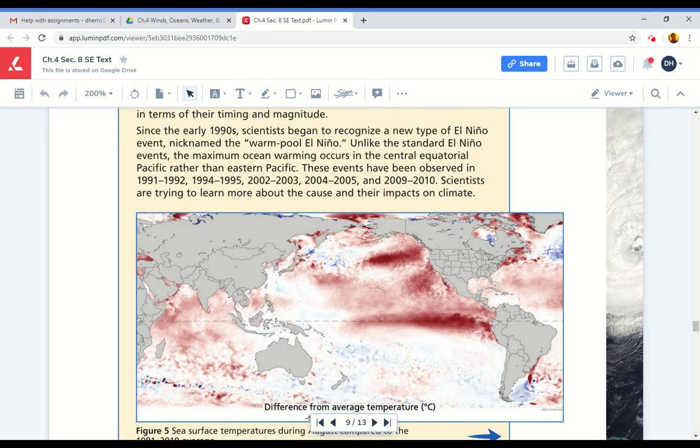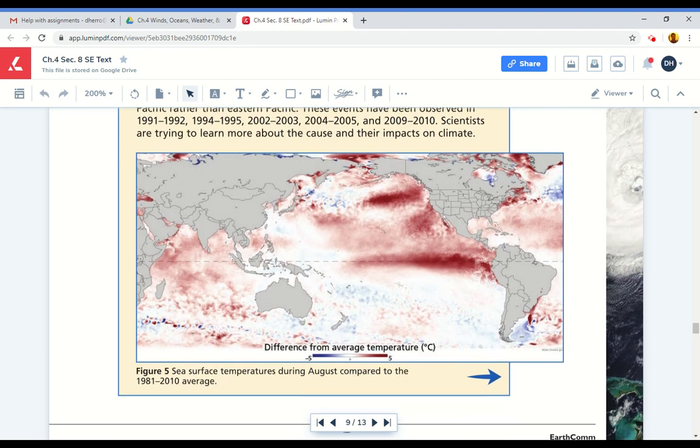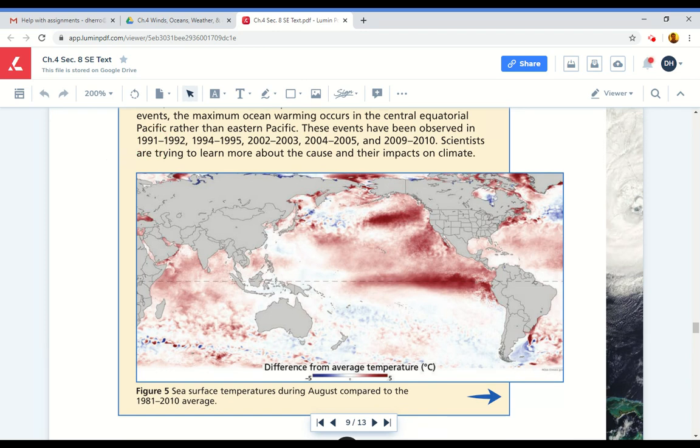Since the early 1990s, scientists began to recognize a new type of El Nino event nicknamed the warm pool El Nino. Unlike the standard El Nino events, the maximum ocean warming occurs in the central equatorial Pacific rather than eastern Pacific. These events have been observed in 1991 to 1992, 1994 to 1995, 2002 to 2003, 2004 to 2005, and 2009 to 2010. Scientists are trying to learn more about the cause and their impacts on climate.